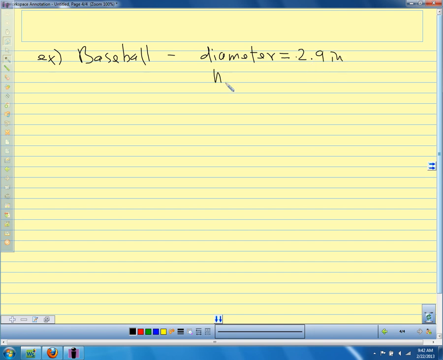We want to know how much leather to cover it. So we're talking about surface area, volume. Surface area. We're talking about how much goes on the outside. So this question is, what is the surface area?